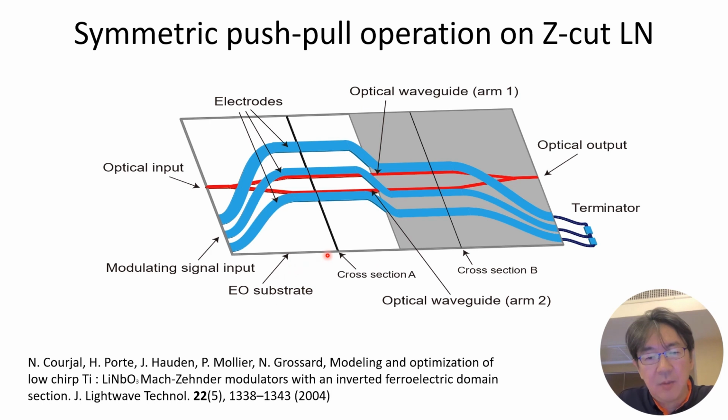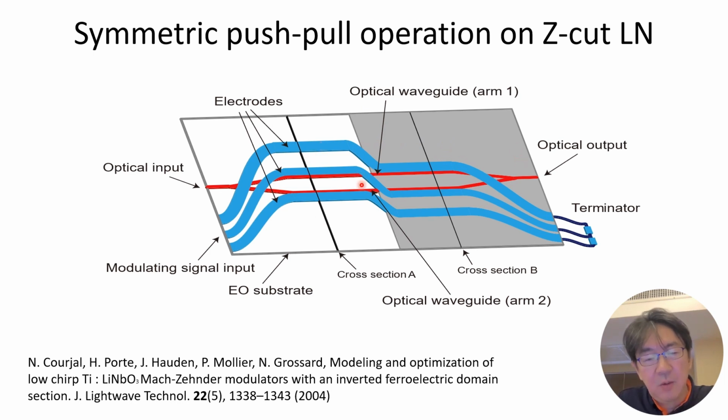As I mentioned, there is a special direction of the crystal. For example, here we use a Z-cut lithium niobate, and the C-axis along the Z direction. But we can flip the direction of the C-axis to the minus Z direction, for example here. So we can flip the polarity of the EO effect, this part and this part.